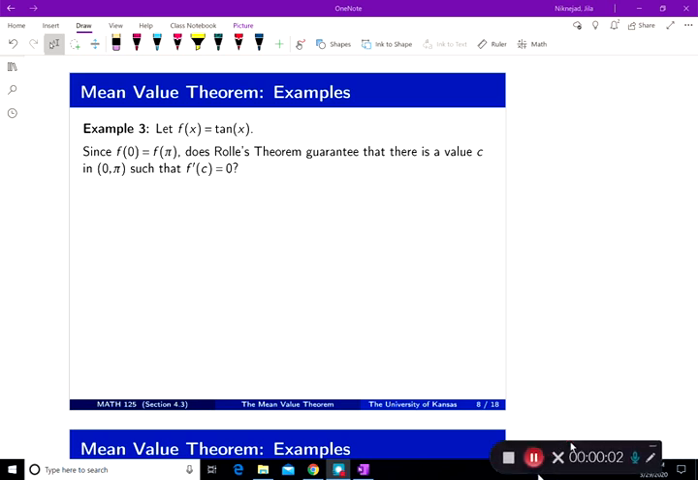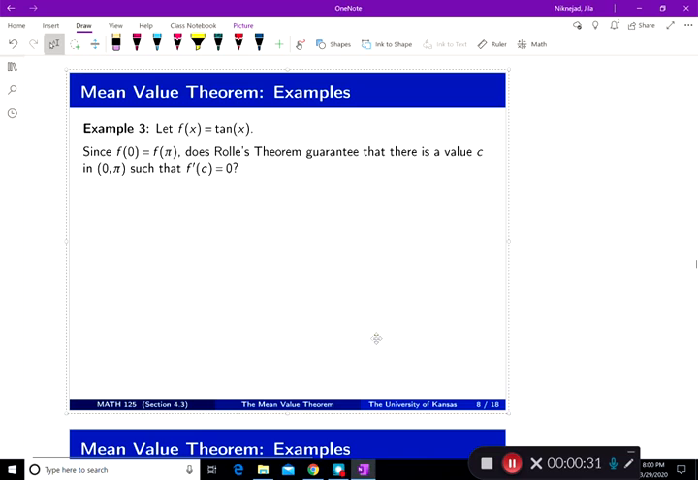So now we want to make sure that you guys know sometimes even though it looks nice to use mean value theorem, you cannot use it. One of them is when you have the function not being continuous during that interval that you're discussing. So example 3 is asking let f of x be equal to tangent of x, and we know that f of 0 is equal to f of pi.